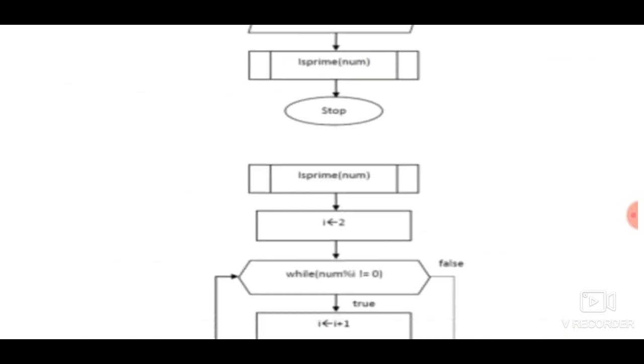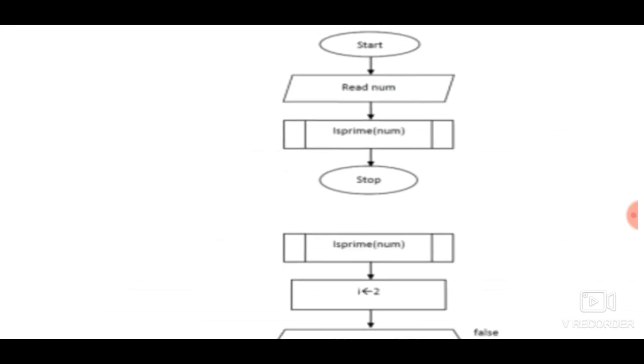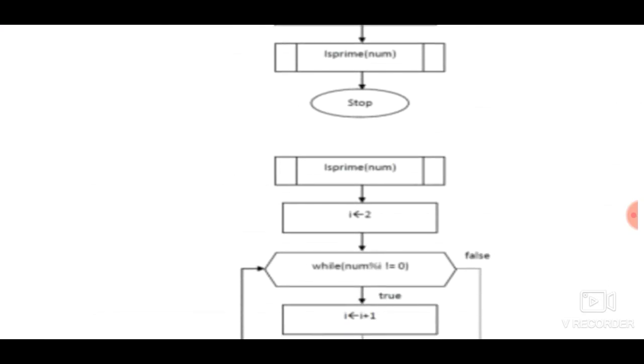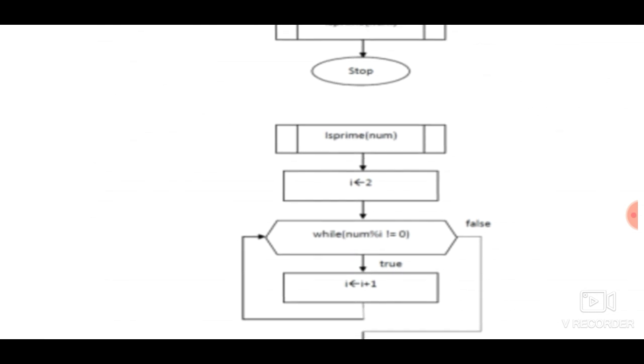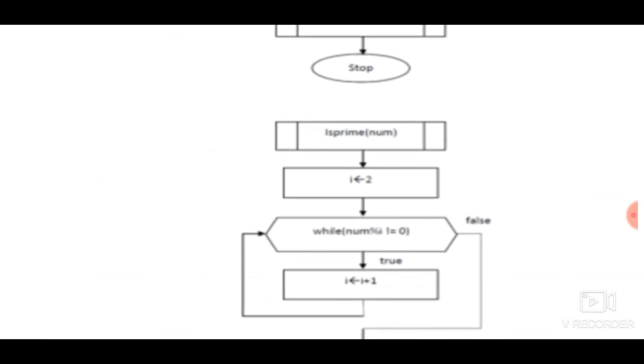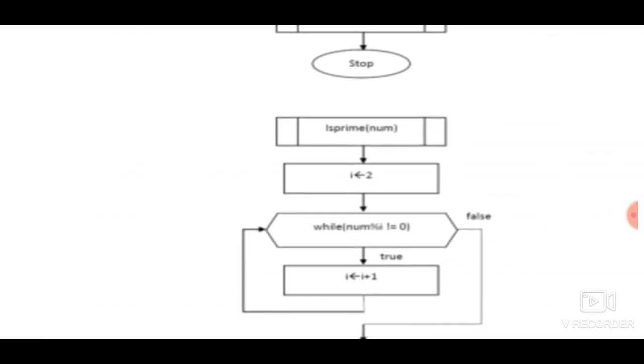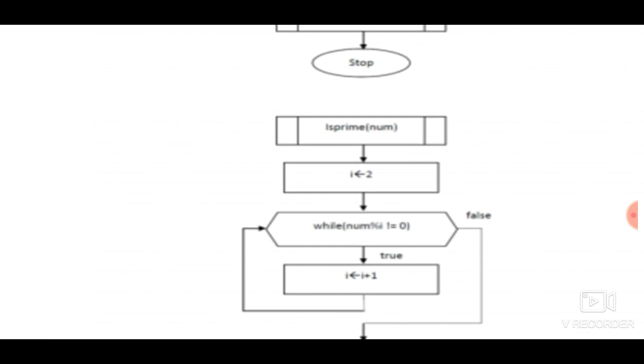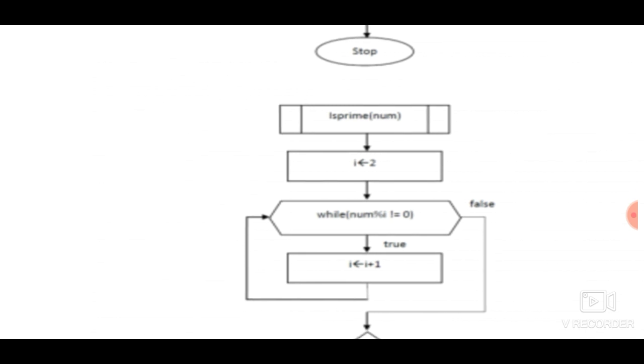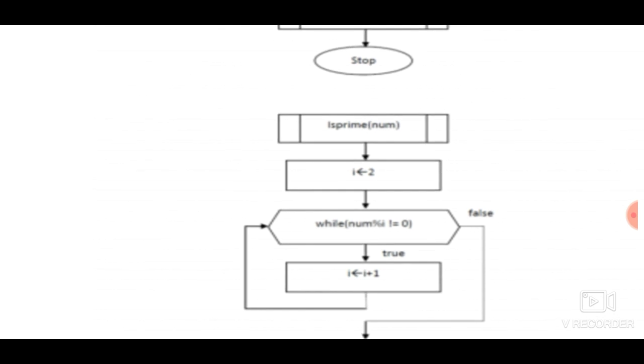So here is prime of num. I will be initialized, so it's a process and you have to write it in a rectangle. After that, it's a loop. Loops are written within a hexagon, that is this shape here. The condition is written inside the loop: while num percentage I not equal to 0. If it is true, then I is incremented by 1 and the loop continues.